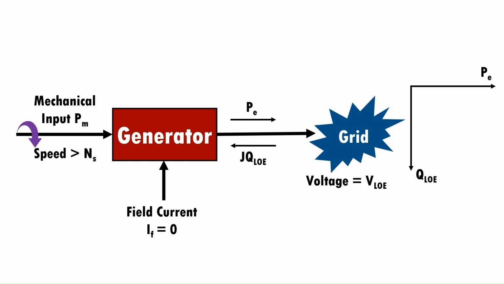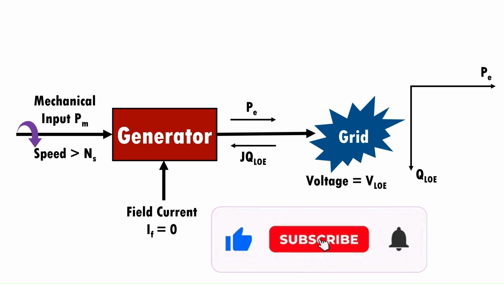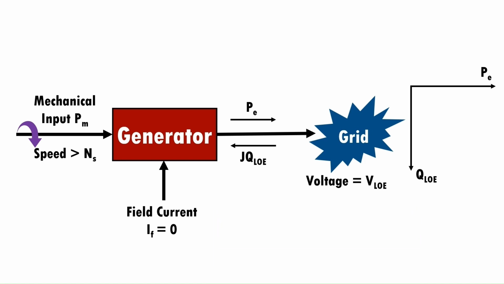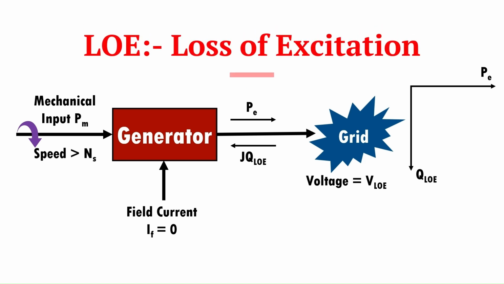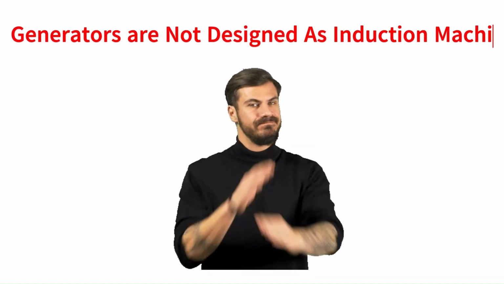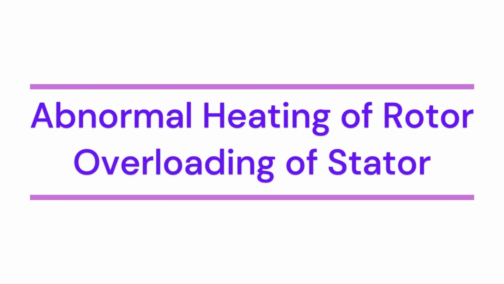Now, there are two possibilities. Either the grid is able to meet this reactive power demand fully or meet it partially. If the grid is able to fully satisfy this demand for reactive power, the machine continues to deliver active power of PE megawatt but draws reactive power of QLOE from the grid, and there is no risk of instability. However, generators are not designed as induction machines.